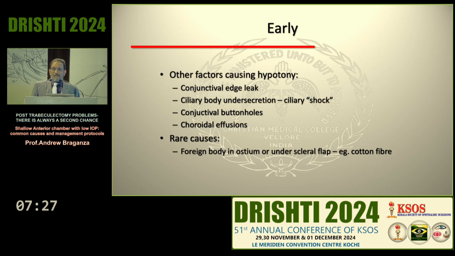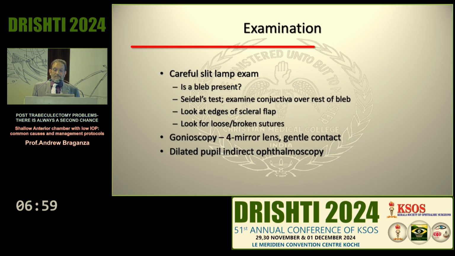We all excise more than an adequate ostium. Other factors causing hypotony would be the leaks from the conjunctiva, and usually it's a conjunctival edge leak, or it may be from somewhere else on the conjunctiva. If you have undersecretion of the ciliary body, that's ciliary shock, there may be buttonholes, there may be choroidal effusions which may be spontaneous or related to some other pathology, and rare causes would be foreign bodies within the operated site, like a cotton fiber or something, acting as a wick to draw out the aqueous.